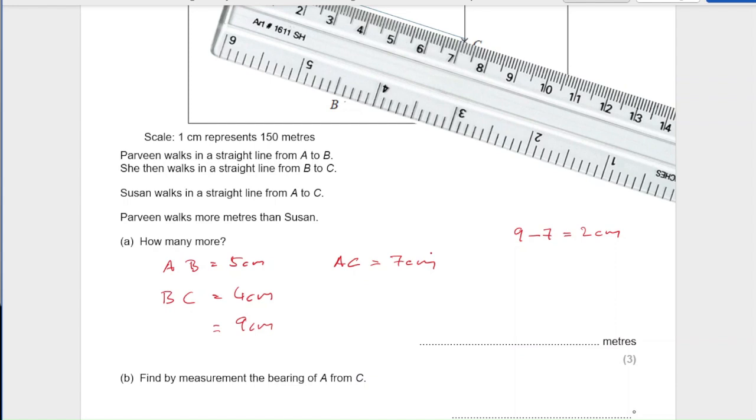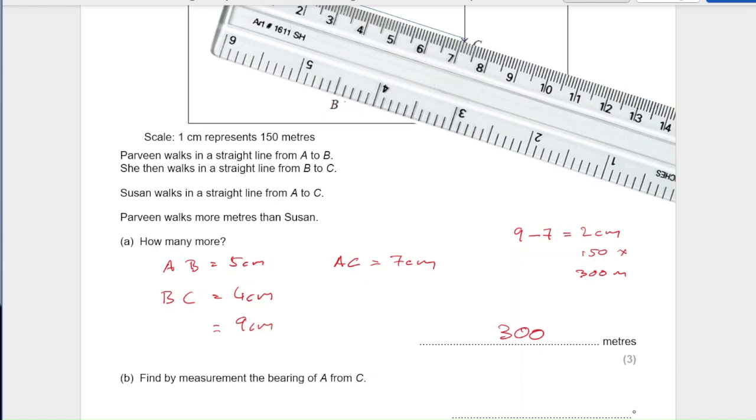And then I can do my conversion. If 1 centimeter represents 150 meters, 2 centimeters is going to represent 300 meters. So 300. And there'll be a range of values acceptable for that. Let's just have a look. Mark scheme says answers in the range of 210 to 390. Wow, there's a big range there.